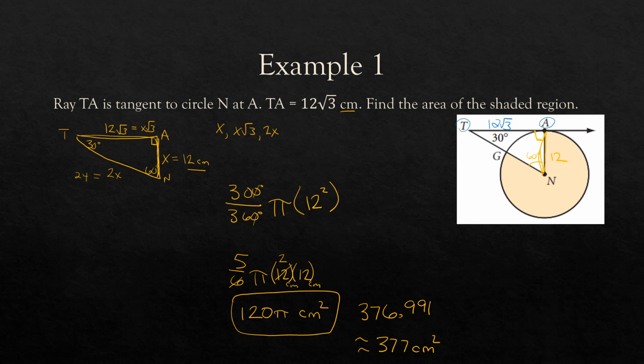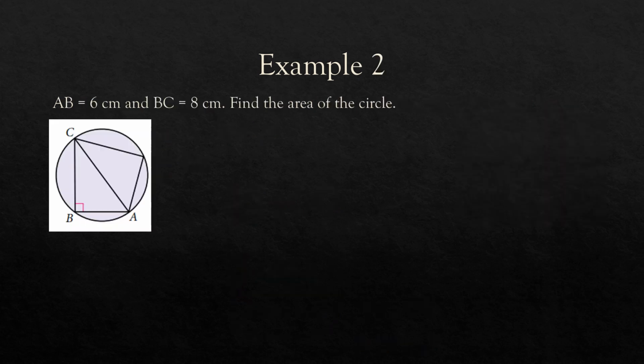Now let's look at a second example. AB is 6 centimeters and BC is 8 centimeters. Find the area of the circle. So how do we do that? I'm going to redraw triangle ABC. I know that this is 8 and this is 6 and this is 90 degrees, so I can use the Pythagorean theorem.